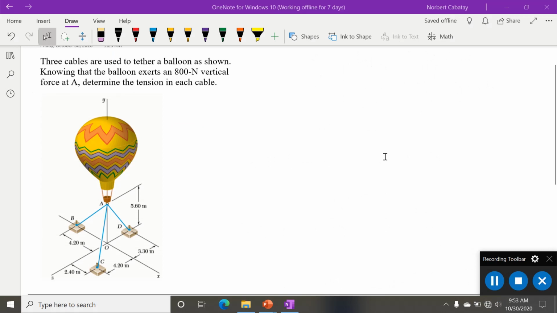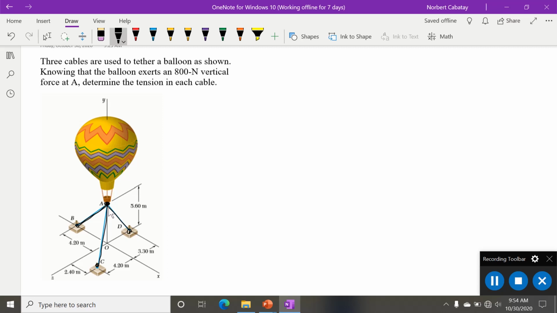So for our example, let's have here this one. 3 cables are used to tether a balloon as shown. Knowing that the balloon exerts an 800 Newton vertical force at A, determine the tension in each cable. So, kumbaga meron daw tayo ditong balloon na nakalutang, meron siyang tali. So, ito yung tatlong tali. Kung nakatali from point A, papunta kay B, papunta kay C, and papunta kay D. So, yung A, yun yung ating pinaka-point of reference, kumbaga point to be considered.